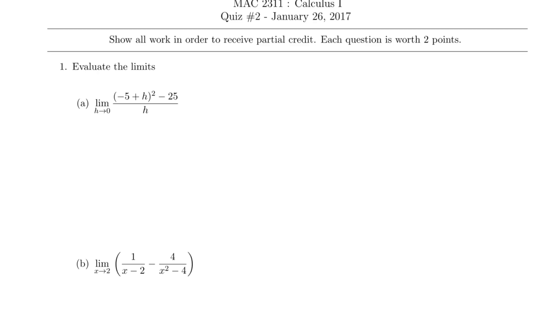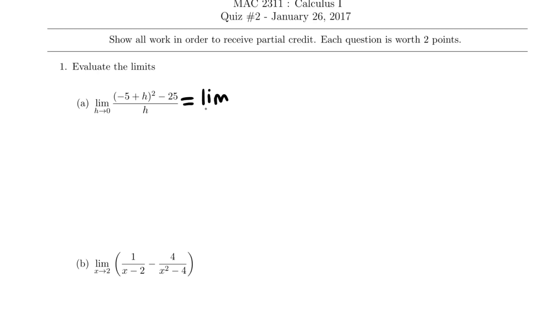So the first one was limit as h goes to 0 of this quantity. If you just input h is 0, you'll see that you get 0 over 0, so you have to do something to it. You can't just plug in h equals 0. So what we're gonna do is calculate this quantity.